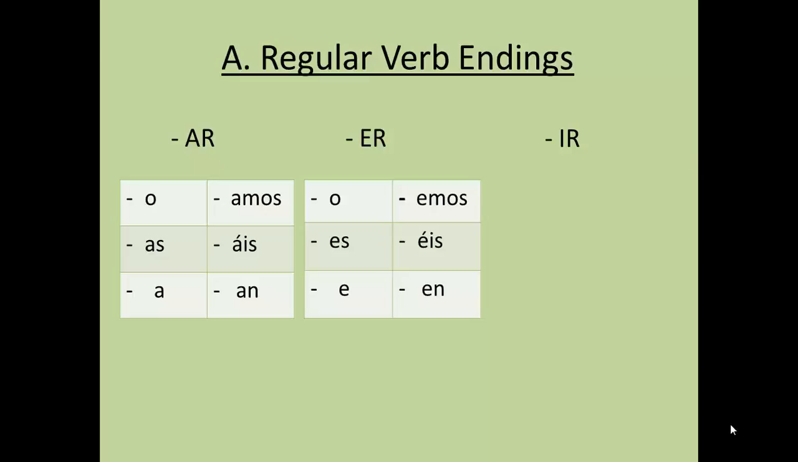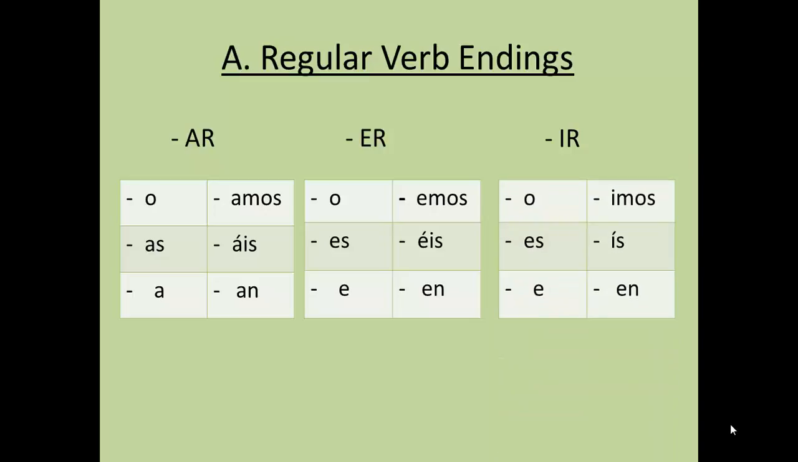Once you're there, you can easily come up with the IR endings, which are the same as ER endings except for the nosotros and vosotros. And it goes o, es, e, imos, ís, en. Okay, those are regular verb endings.